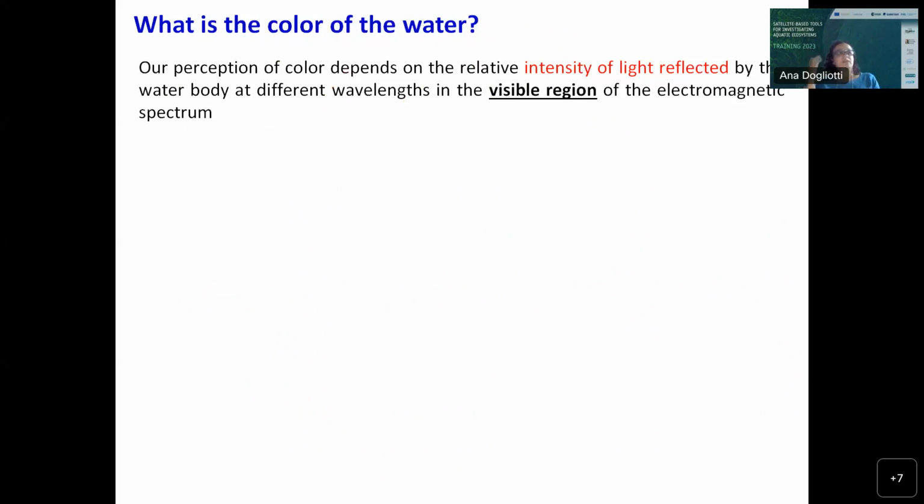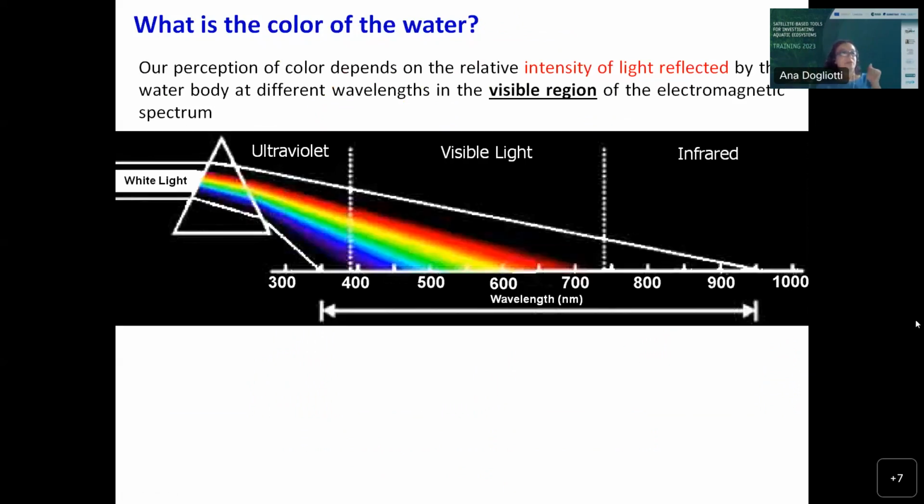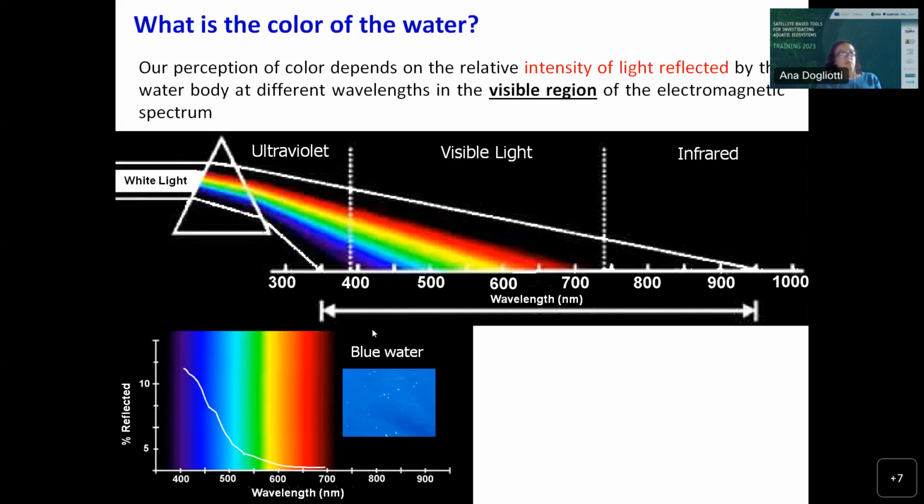What we perceive as color depends on the intensity of the light that is reflected by the water body at different wavelengths in the visible region of the electromagnetic spectrum. So basically we have the white light, which is the light that comes from the sun. The visible part of the spectrum is between 400 and 700 nanometers. So that's the visible part. That's what we see.